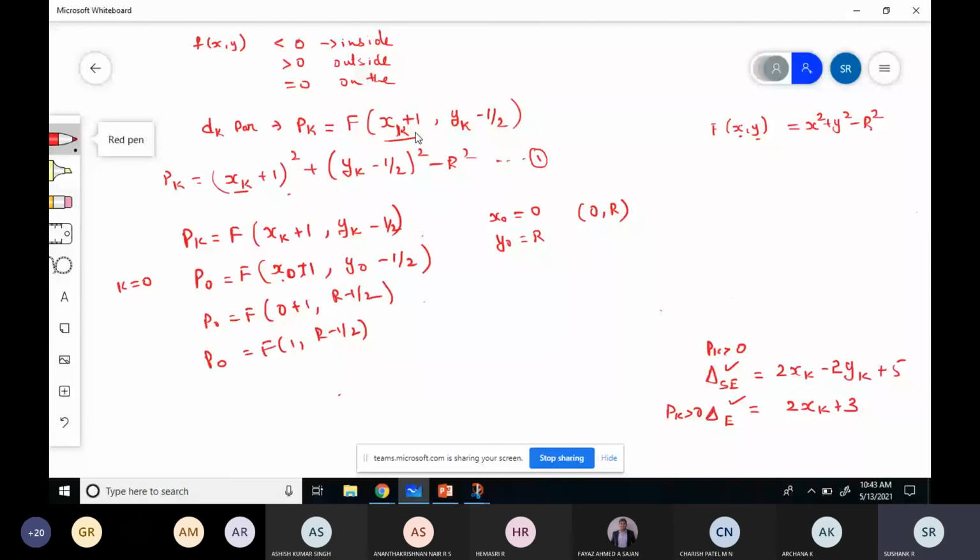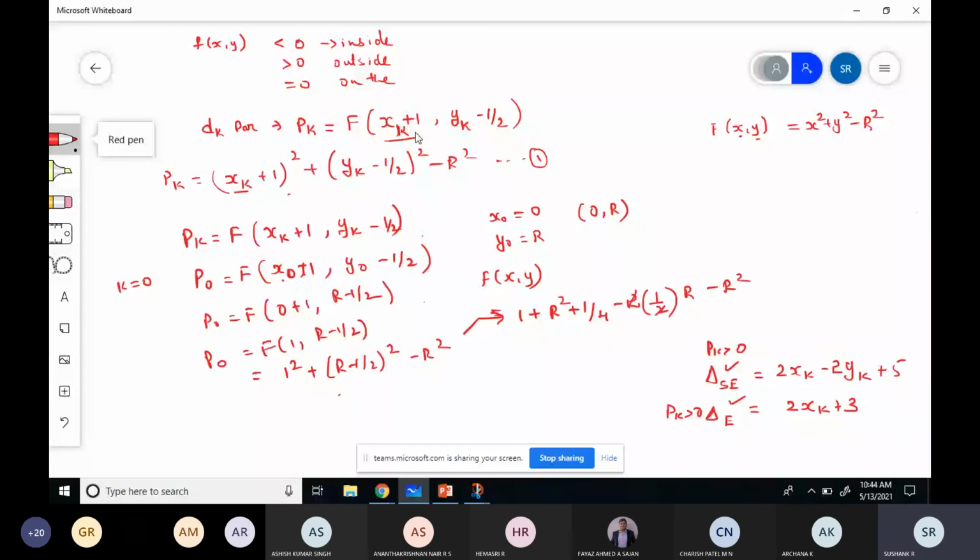Again, the formula f of x comma y is x square plus y square minus r square. Here x is 1, so x square is 1 square, plus y is r minus 1 by 2, the whole square, minus r square. Now we have to simplify this. If I expand this, 1 square is 1, plus r square plus 1 by 4, that is 1 by 2 the whole square, minus 2 into 1 by 2 times r, simply expanding with 2ab, minus r square. So 2 and 2 will get cancelled, so it will be minus r.